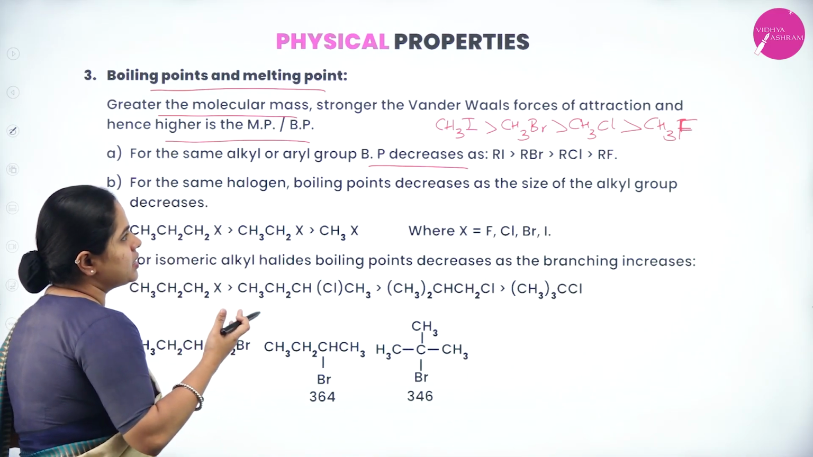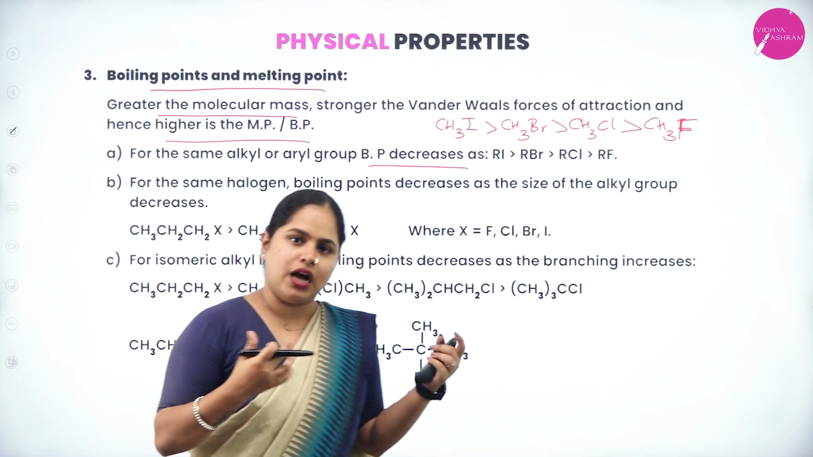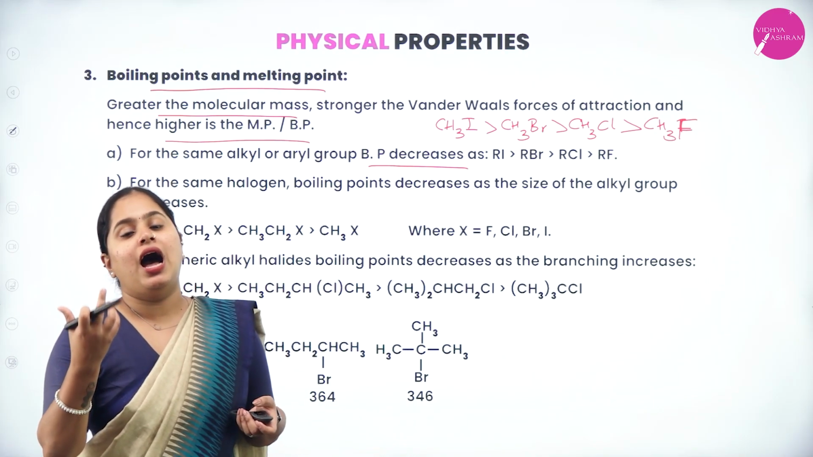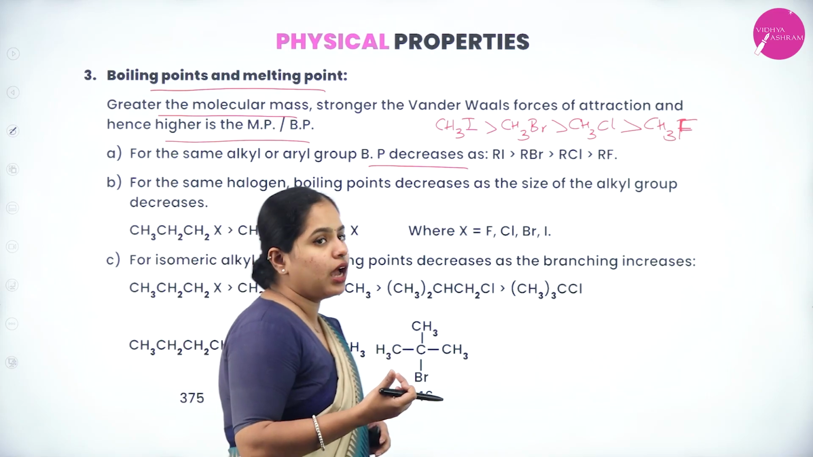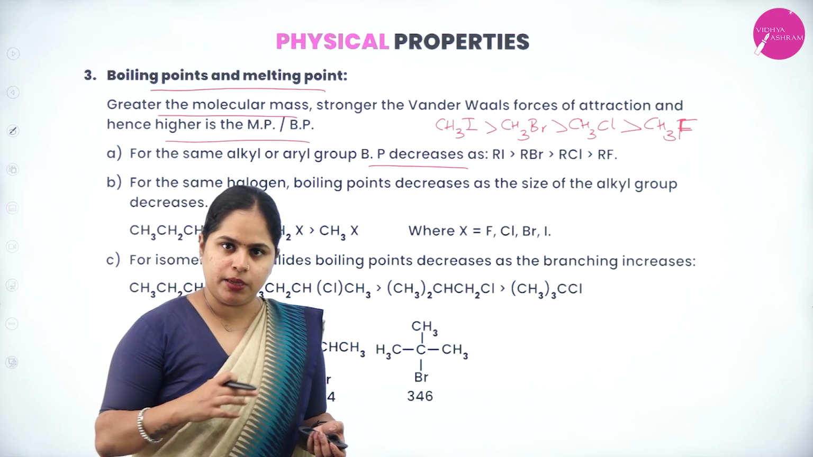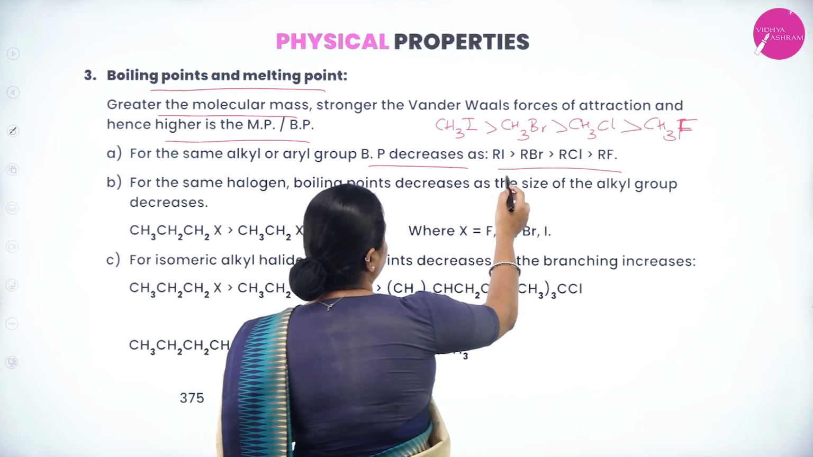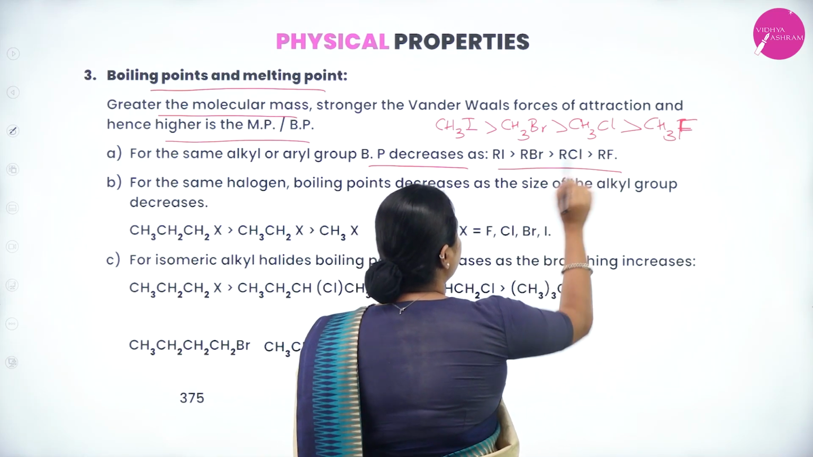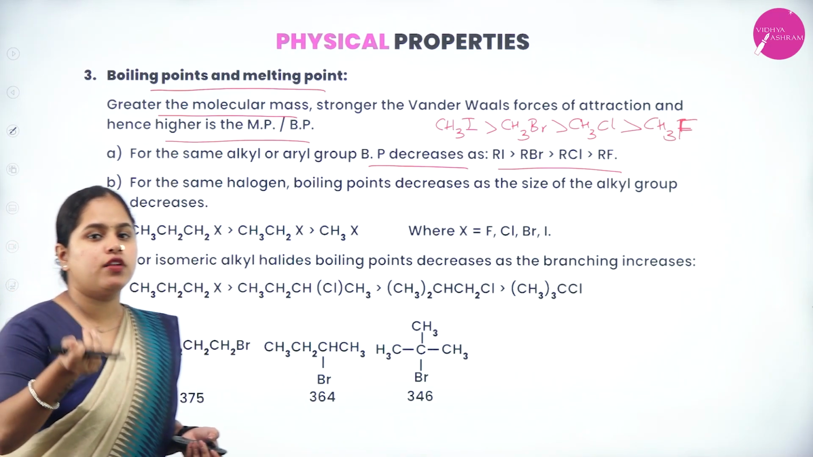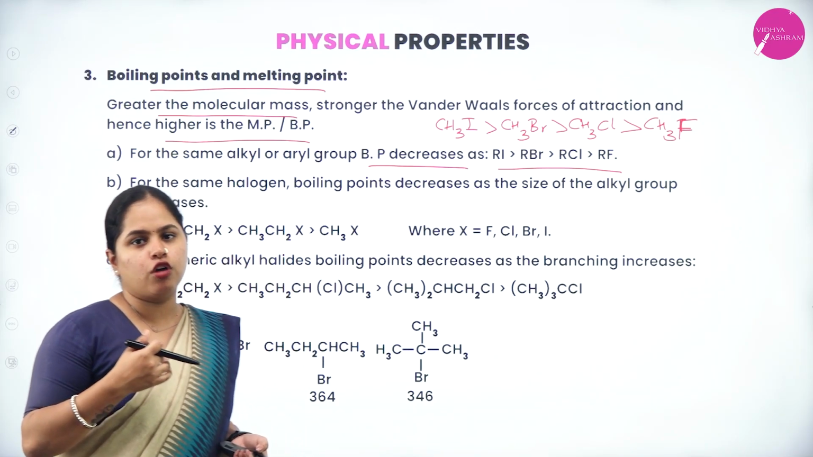Why is that happening? As we discussed, here the alkyl group is the same. The number of carbon atoms is the same. But the molecular mass of halogen is increasing. Iodine has the highest molecular mass, so of course iodine will have the highest boiling point. That is why this is the order. The general representation is given here: RI greater than RBr greater than RCl greater than RF. I hope it is clear. So if the alkyl group is the same, we have to see which halogen it is. This will be the decreasing order of boiling point.